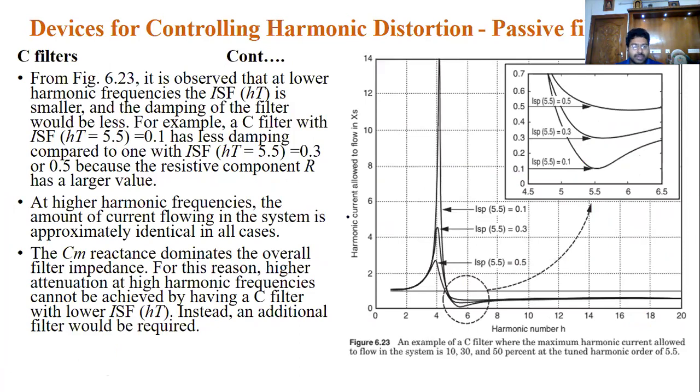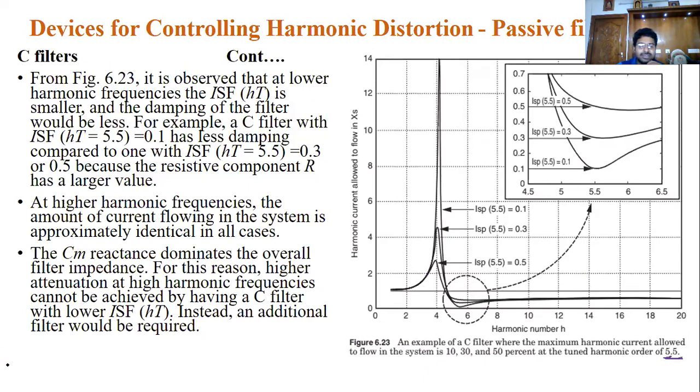Next, you can see this filter again. You can observe this graph. The filter is nothing but the waveform that shows how much amount of harmonic current it can allow in this excess value. Now see this, this is an example of a C filter. The maximum harmonic current allowed to flow in the system is 10%, 30%, and 50%, and the tuned harmonic is an order of 5.5.